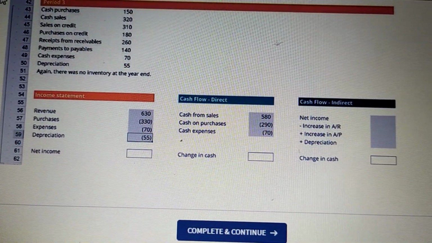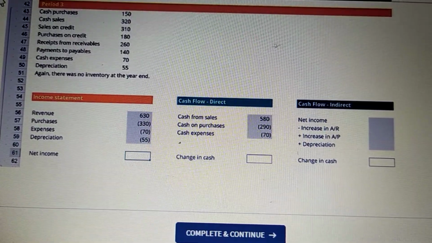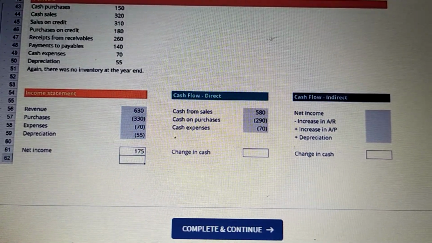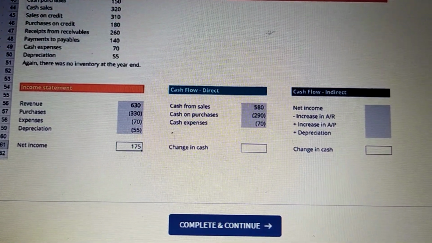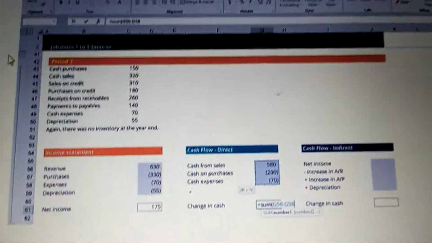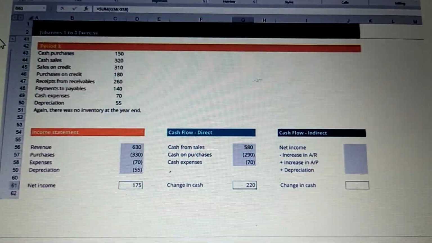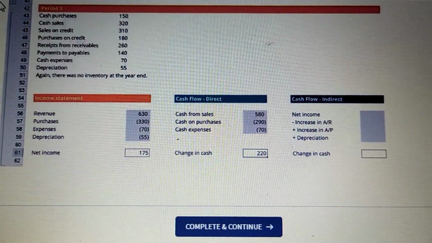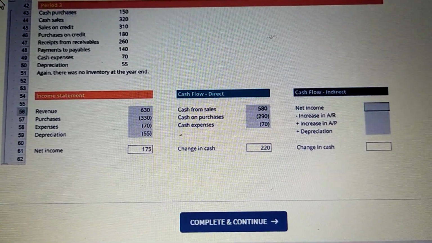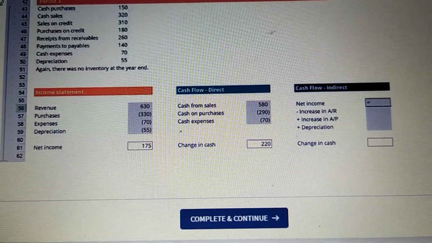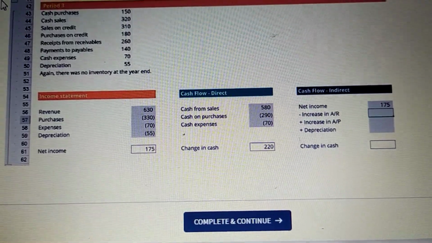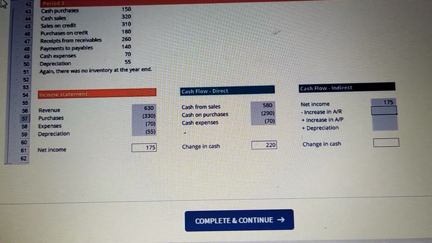And now we are able to sum up the whole income statement and arrive at the bottom line, which is net income of 170. We can then calculate the total change in cash flow using the direct method, which was 220. Now we're ready to move on and calculate the cash flow statement using the indirect method. As always, we will start with net income, which we can link over to the income statement bottom line. Now we have to make adjustments for any changes in accounts receivable, accounts payable, and non-cash items like depreciation.